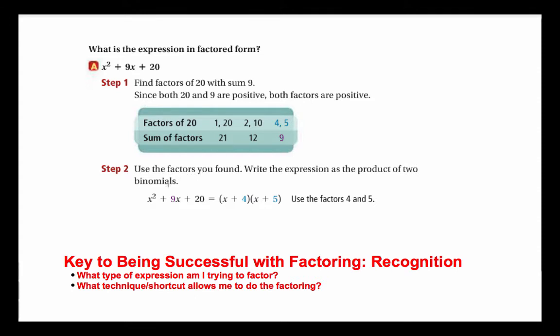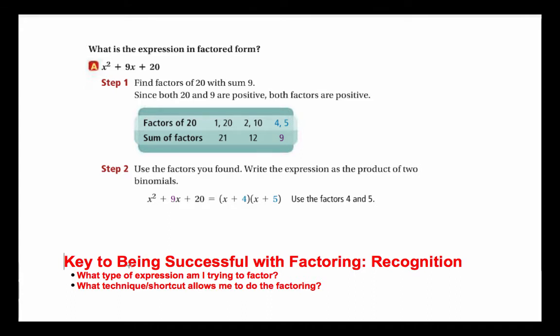So we use the factors we found. Write the expression as the product of two binomials, x plus 4 and x plus 5. And as a check, we can always FOIL this out very quickly. X times x is x squared. The outer x times 5 is 5x. 4 times x is 4x. The outer and the inner products are always going to add together to be the middle term, which is 9x. And then 4 times 5 is 20, so that's the correct factorization.